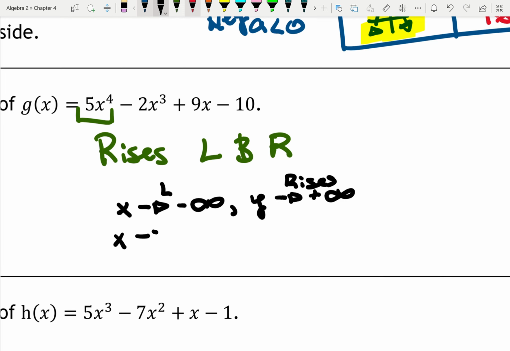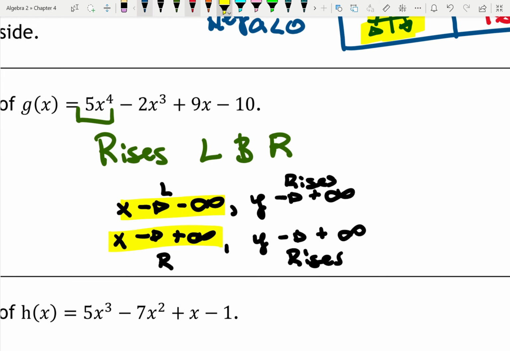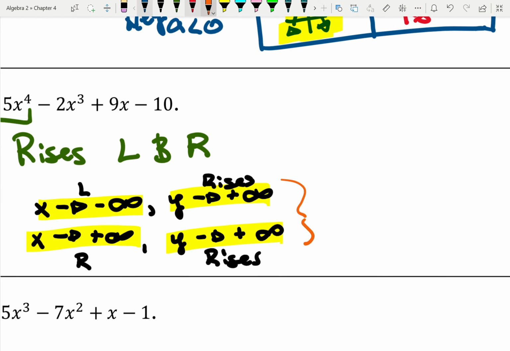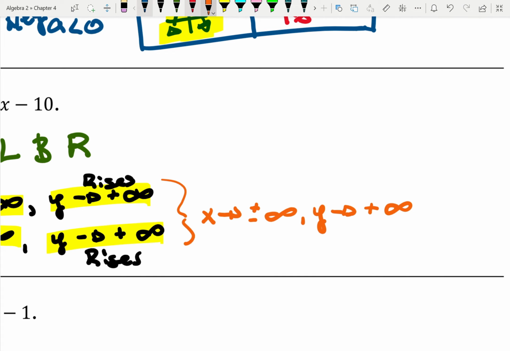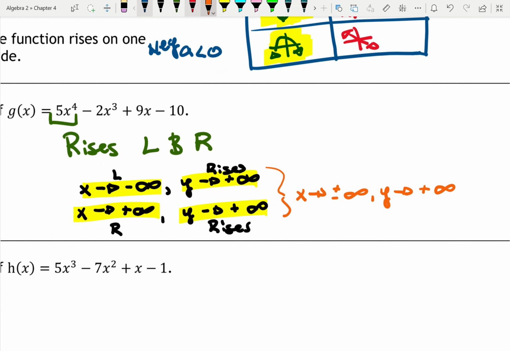And then we could say as x goes to positive infinity, this would be right, y also goes to positive infinity. That would be, again, that it rises. So we have left and right, and these are some fancy terms to describe left and right on our graph. And then both of these, y approaches positive infinity, that is rising. Now sometimes we can combine these. Because it rises on both sides, we can say that as x approaches positive or negative infinity, y approaches positive infinity. So we could combine them to be just one statement if we wanted to, but we don't have to.